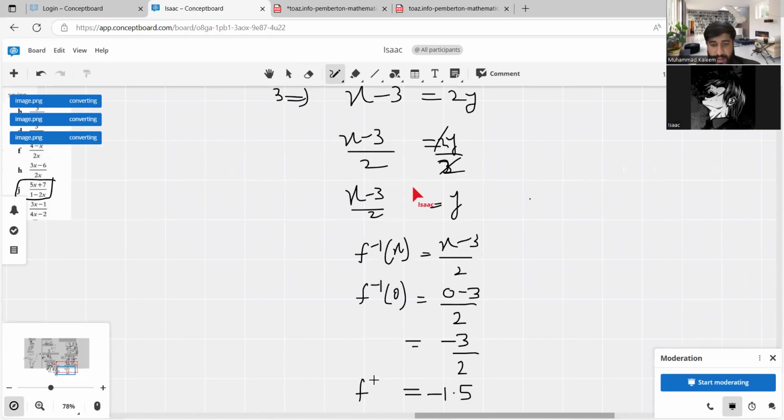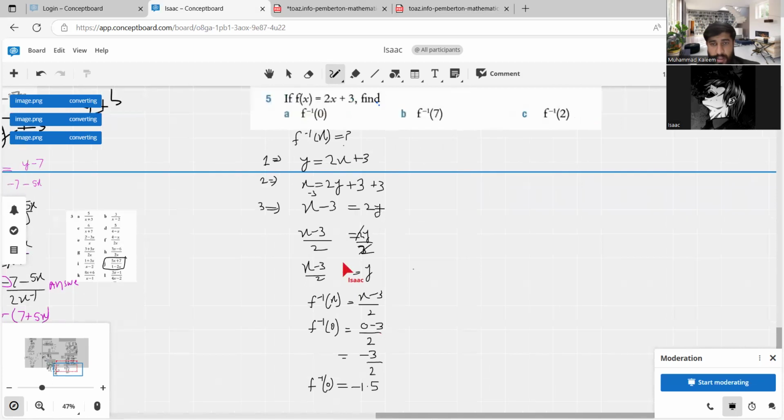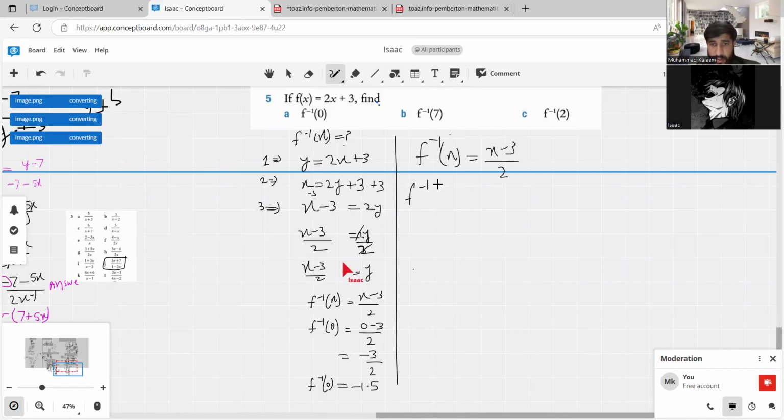Does this make sense, Isaac? All the other parts are very easy. You need to calculate f inverse of 7. We already calculated f inverse of x, so there is no need to calculate it again. It's x minus 3 over 2. Just replace x with 7. So it'll be 4 over 2, and it's just 2.